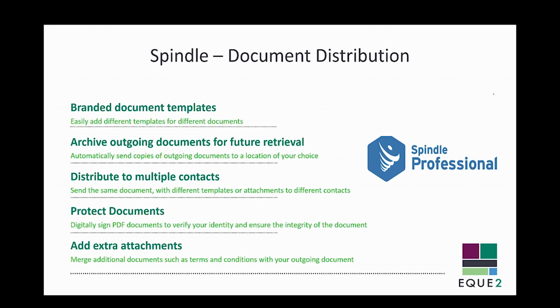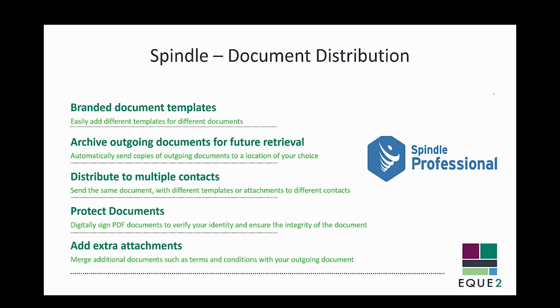So if we take a purchase order, for example, if we were to send a supplier a purchase order by email directly from the construction software, the document distribution solution will archive a copy of that order in a file location of your choice, so you can come back to it and view that document at a later date.